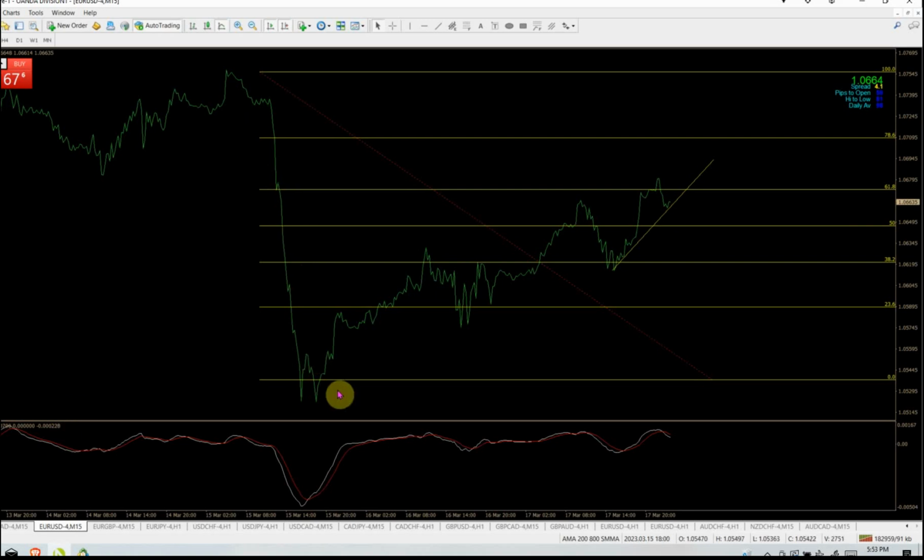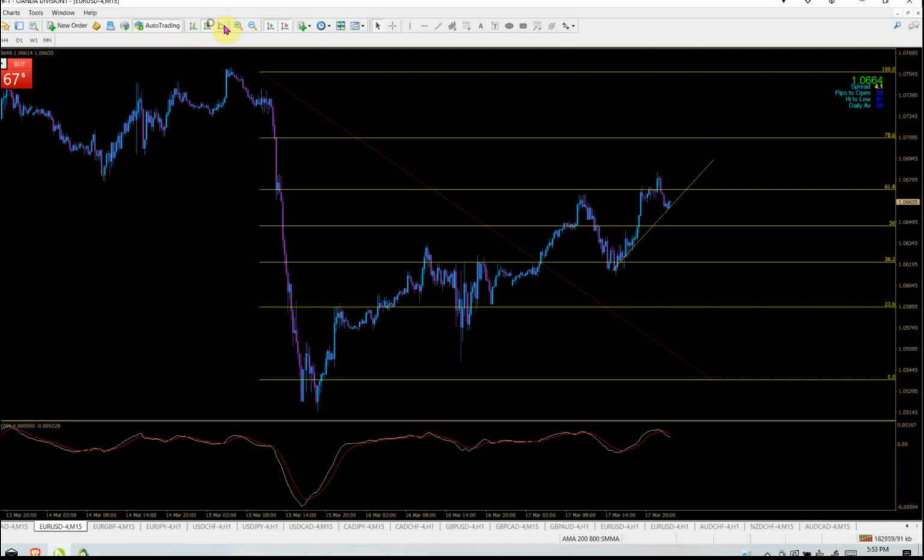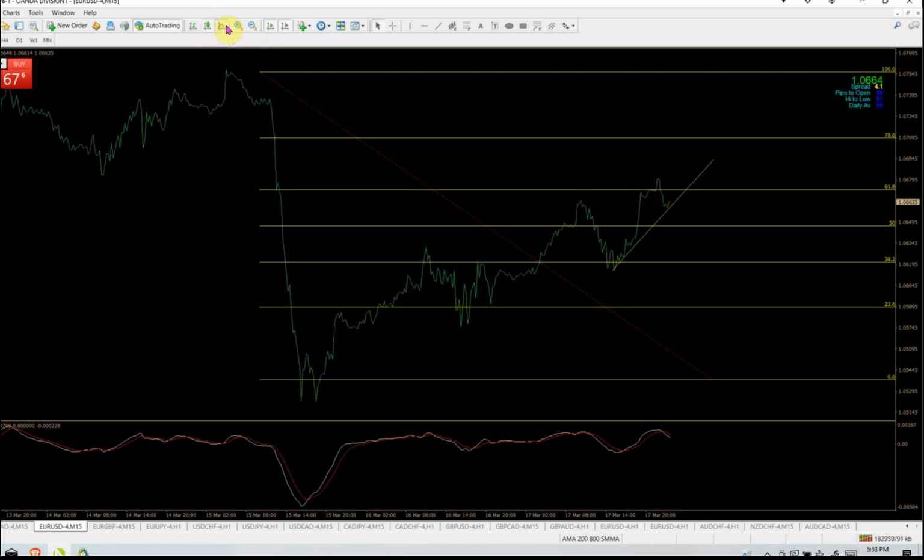Again, huge impulsive move down. We've had this drifting back up. Now we're up around the 61.8. Okay, we look at the candlestick chart. You can see where we are there.